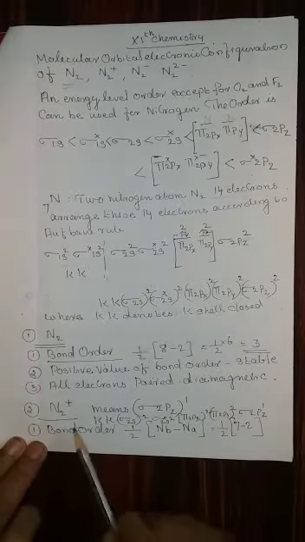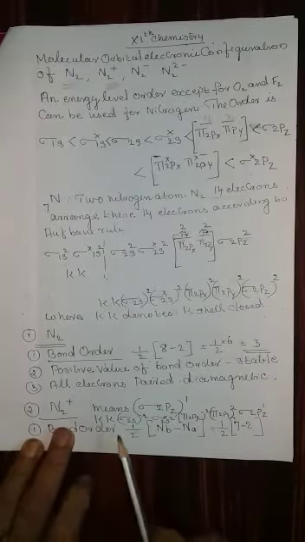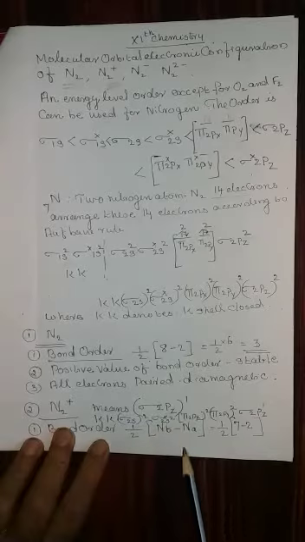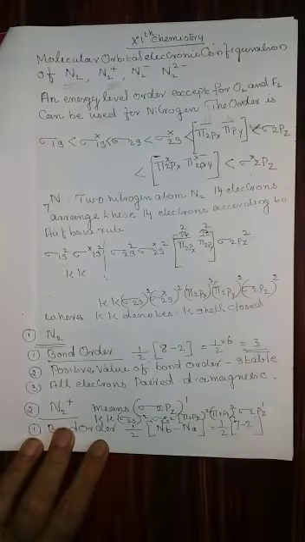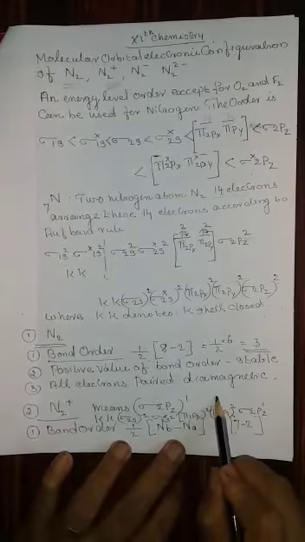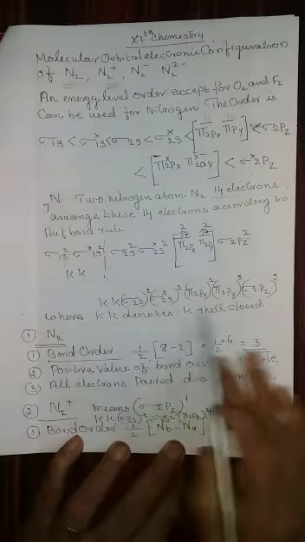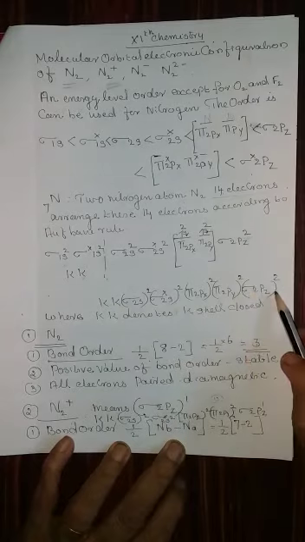Now the second point is N2 plus. How will you determine N2 plus? In order to find out N2 plus, the meaning is that the nitrogen molecule lost 1 electron. Therefore from 14 electrons minus 1. That means only 13 electrons you have to account for. From the result itself you can easily write the 14 electron configuration, it is this.